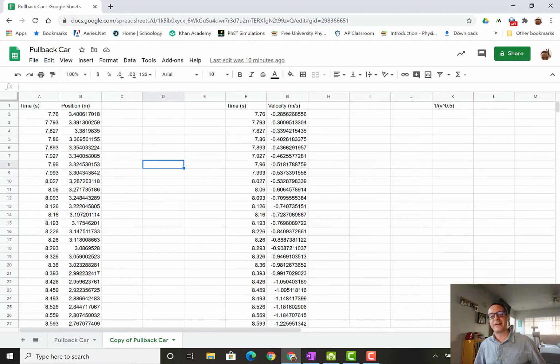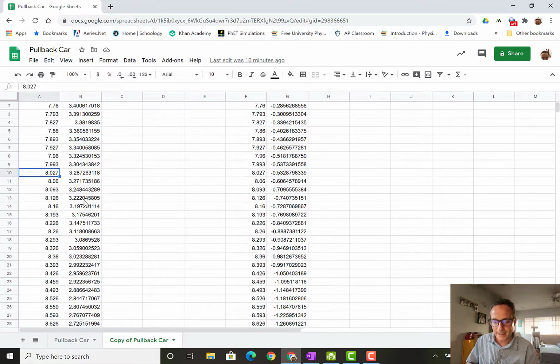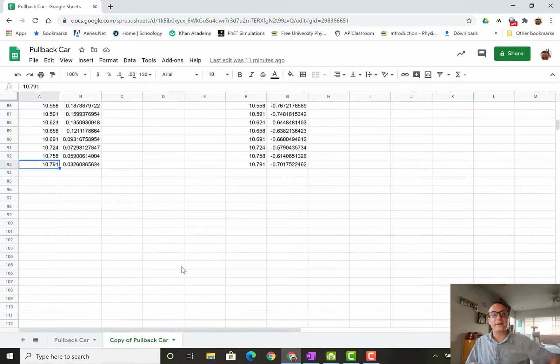So this is the data that I collected from it. If you notice, I got time. This is the time on the video where I started collecting data, and this is the position with respect to the axes that I made. That's telling me where the car is. So at 7.76 seconds, the position was 3.4 blah blah blah meters. I don't even need that many digits, but it's all right. At this time, here was the position. At this time, this was the position. And I got 93 data points. That's a lot of data points. I did a lot of clicking right there.